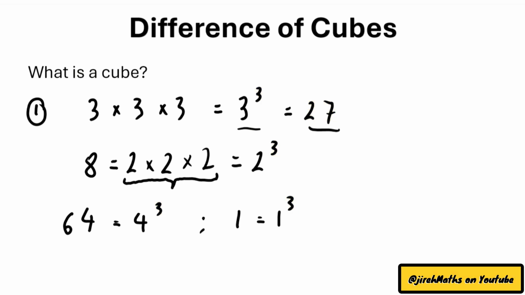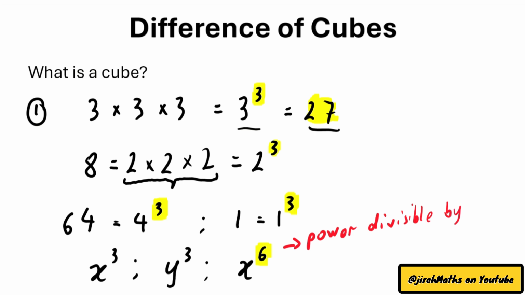So numbers are not the only things that can be cubes. We can also work with variables. So examples of variables that are cubes are x to the power 3, y to the power of 3, x to the power of 6. If you have any power that is divisible by 3, then the variable x to the 6 is a perfect cube. So that's not the only case. You might have examples of combinations of them.